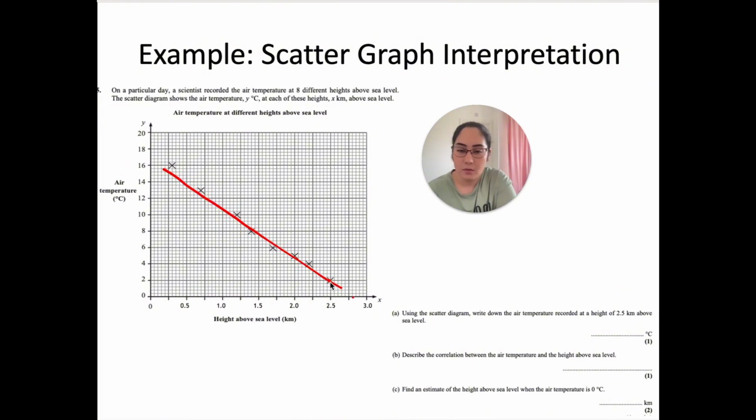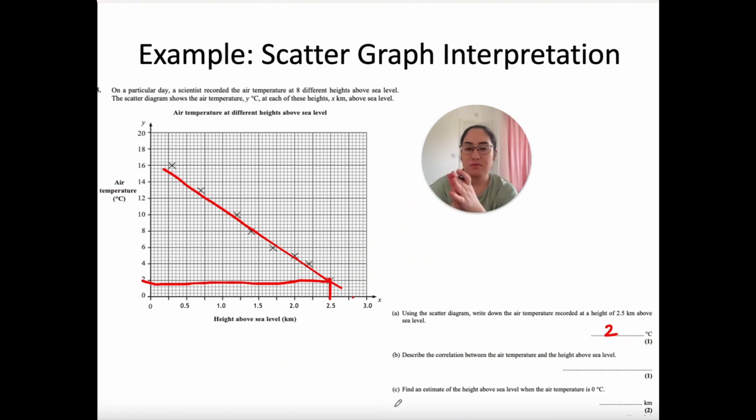Now, the first question asked us to find the temperature at 2.5 kilometers. So we have the information for kilometers, we go to 2.5 and then across. Here we have a point at 2.5 anyway, so if we go up at 2.5 and then across, again, please use a ruler for this, we get to 2. So it's 2 degrees. At 2.5 kilometers, the temperature is 2 degrees.